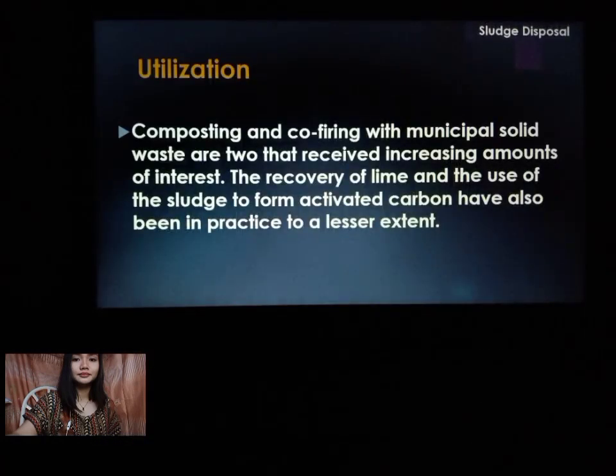Utilization. Yung wastewater solids ay beneficial siya sometimes in ways other than as a soil nutrient siya. Composting and co-firing with municipal solid waste are two that receive increasing amounts of interest in the last few years. The recovery of lime and the use of the sludge to form activated carbon have also been in practice to a lesser extent.